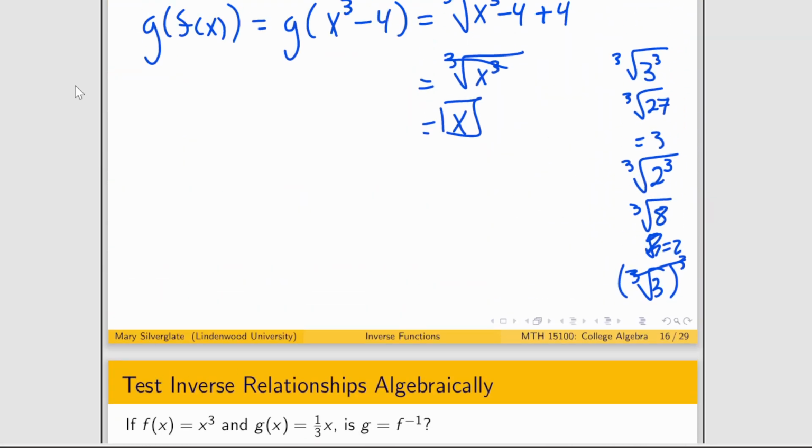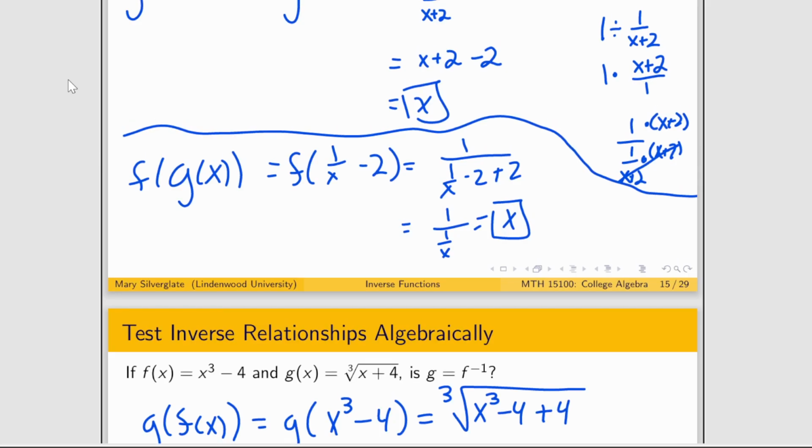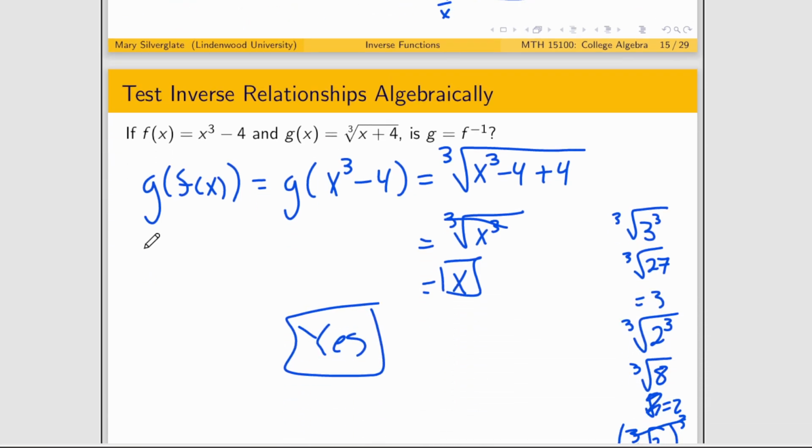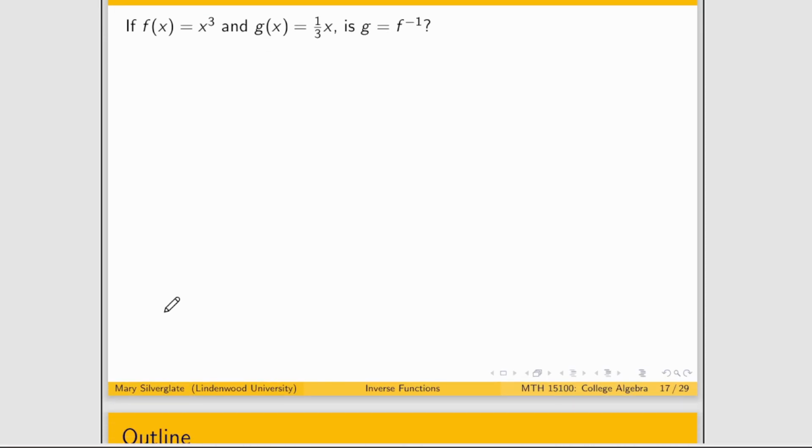Oh, and I forgot to actually write on the slides that yes, that means in both of these cases, they are inverses of each other because we found that we just got x there at the end. Let's check one more. So go ahead and pause your video. Do you find the same thing here?